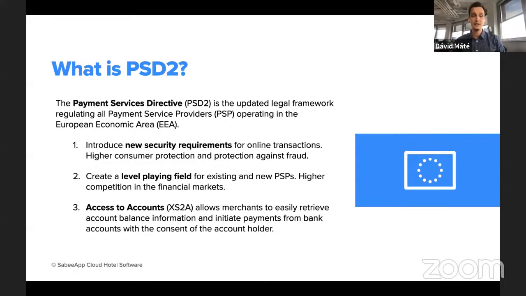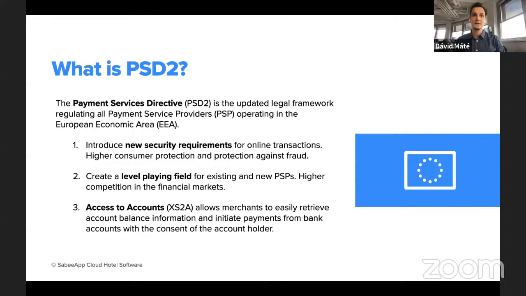The second point being a fair playing field, a level playing field for existing and new PSPs to enter into the market. This is going to create higher competition among payment service providers, which, when handled in a fair way, is a good thing. It's a good thing for merchants. It's a good thing for customers.